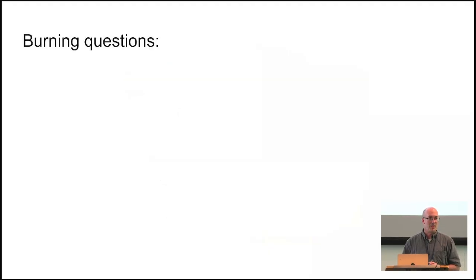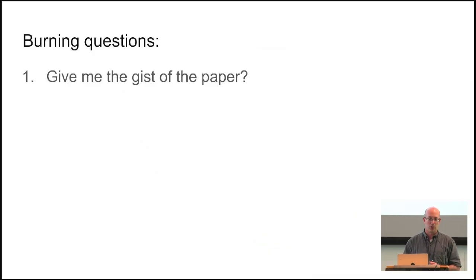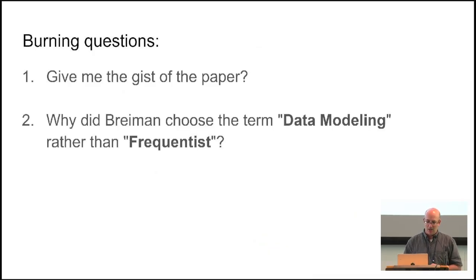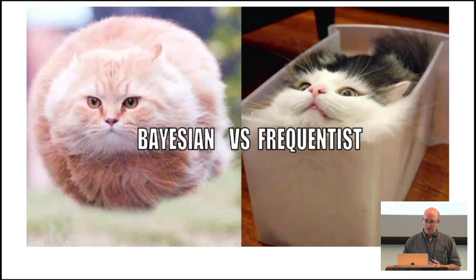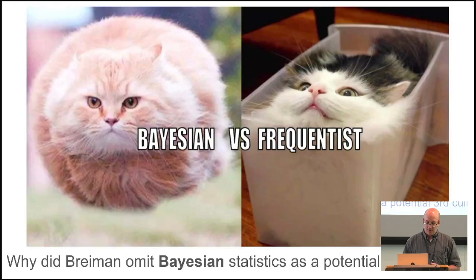So I do have my burning questions. First, give me the gist of the paper. Sure, the LLM will do that. I was always curious, why did Berel choose the term data modeling rather than the term that today we're more familiar with, which is frequentist? And the third question is the Bayesian versus frequentist, right? So I'm curious, why did Berel omit Bayesians from that paper as a potentially third culture? These are my burning questions.